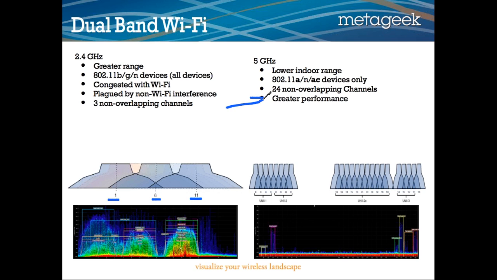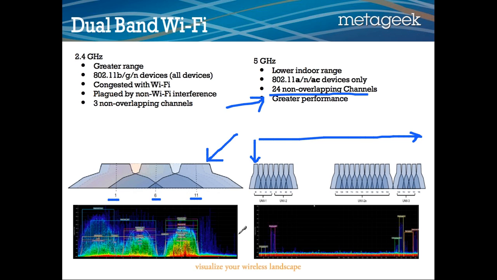In the 5 gigahertz band, we have 24 channels that do not overlap. Now, each one of these channels is still 20 megahertz wide, just like their 2.4 gigahertz counterparts. But since the 5 gigahertz band is so wide in comparison, I have to squish it down here to fit it on the slide. And you'll often see 5 gigahertz channels represented like that.